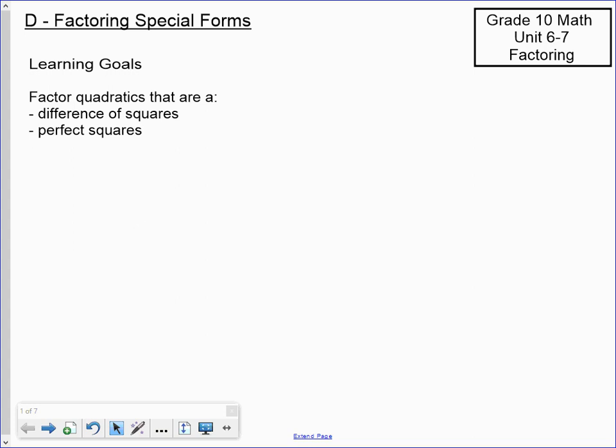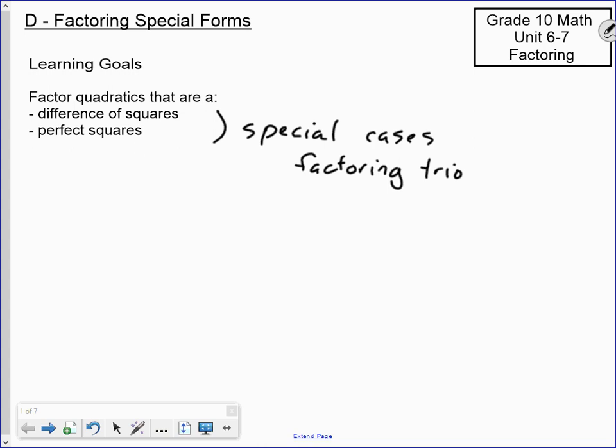Okay, this lesson is called factoring special form. What we want to be able to do is factor quadratics that are a difference of squares and perfect squares. Both of these are special cases of factoring trinomials, so we're going to be doing what we were doing in the last lesson. These are just special things to be on the lookout for.